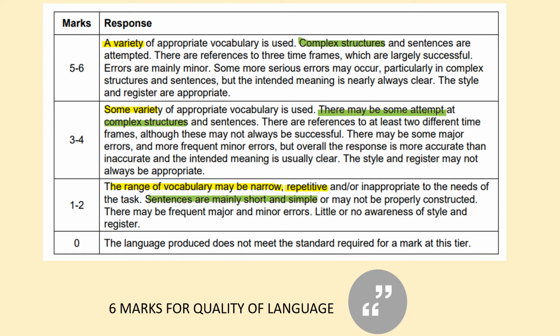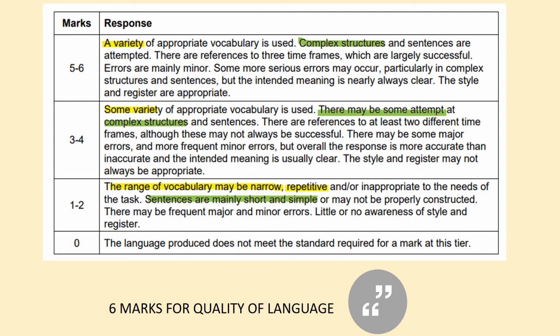Now, this can sometimes confuse us because I've just said use simple sentences that are clear and accurate. When we're looking for complex structures, they're not necessarily as complex as you might think. Using parce que to join an opinion to a fact. J'aime la pizza parce que c'est délicieux. That would count as a complex structure. Using a time frame. Instead of saying je suis allé au restaurant, you could say hier je suis allé au restaurant. You're including time frames and time phrases, which is a complex structure.